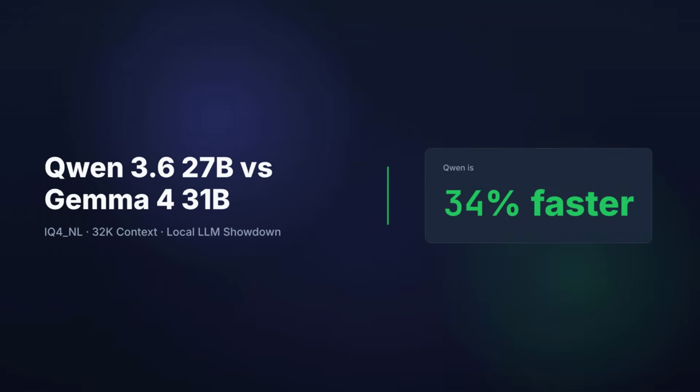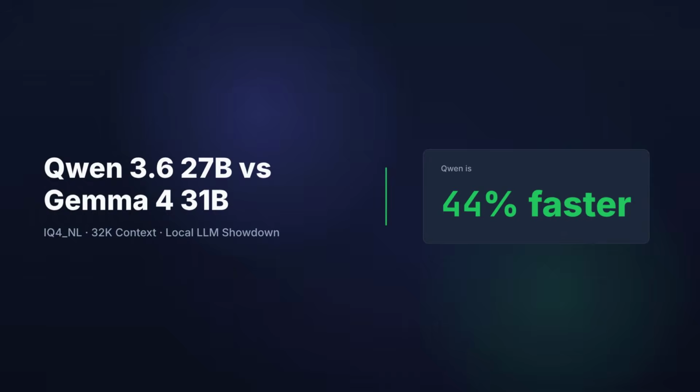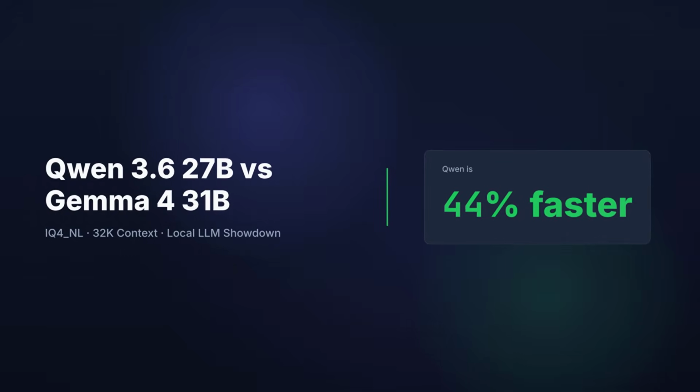When you're running large language models on your own hardware, there's a trade-off you learn to accept. Faster models tend to be dumber. Smarter models tend to be slower. You pick your poison and live with it. But every once in a while, a model breaks that rule. Today, we're putting that claim to the test.